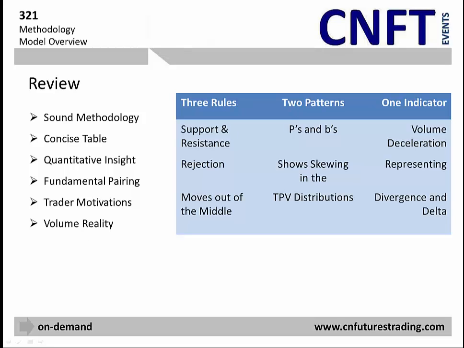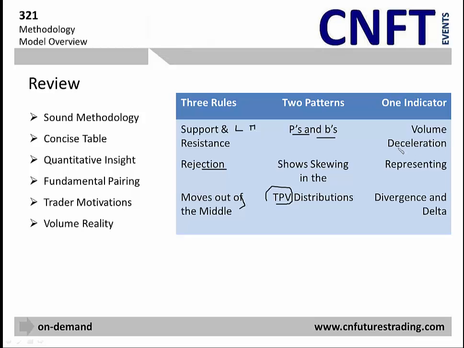So our three rules define support and resistance. Low volume numbers and high volume numbers are support and resistance. You can see rejection of high volume and low volume numbers, which is what you want to know as a trader. Has resistance held? Has support held? And then the market comes to a balance and moves come out of the middle. Our two patterns, P's and B's, show the skewing within the distributions, our time, price, volume. More volume to the buy side, more trades being done on upticks, favors higher prices. More trades done on downticks, favors lower prices.